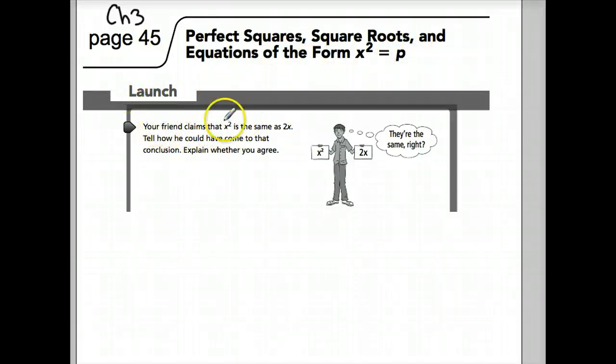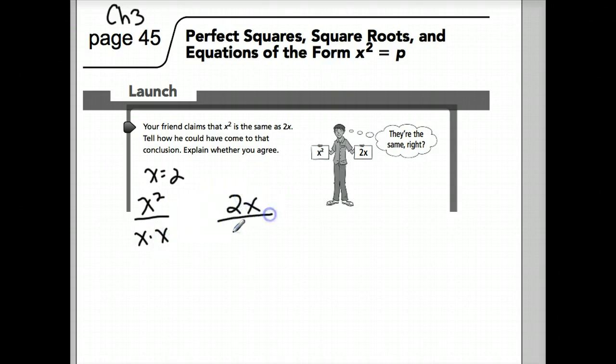Your friend claims that x squared is the same as 2x. Tell how he could have come to that conclusion. Explain whether you agree. So here he's standing here with x squared and 2x, and he's saying they're the same, right? Well, if x equals 2, then they could be the same. What do I mean by that? Well, x squared is equal to x times x, and 2x is equal to 2 times x.